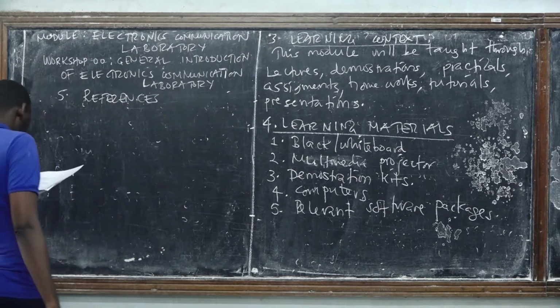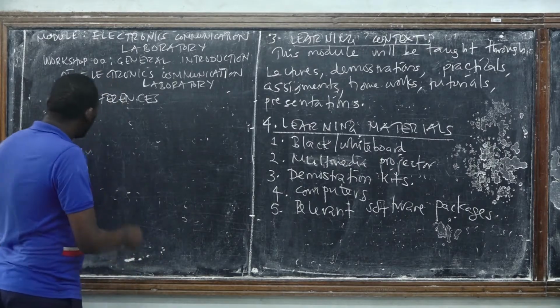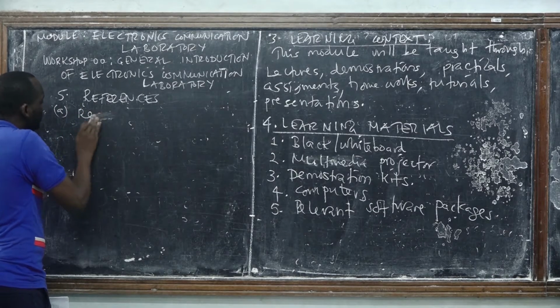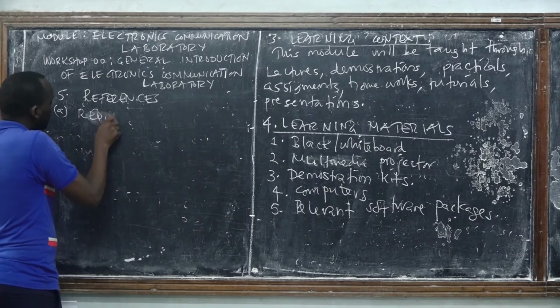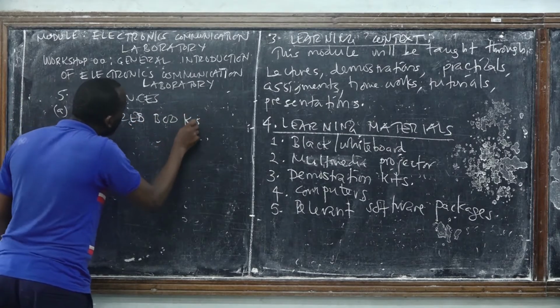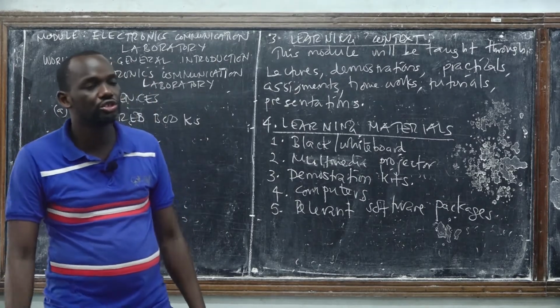References. So in references, we have 2 categories. The first category is called required. These are the required books. And the second category is called recommended books.